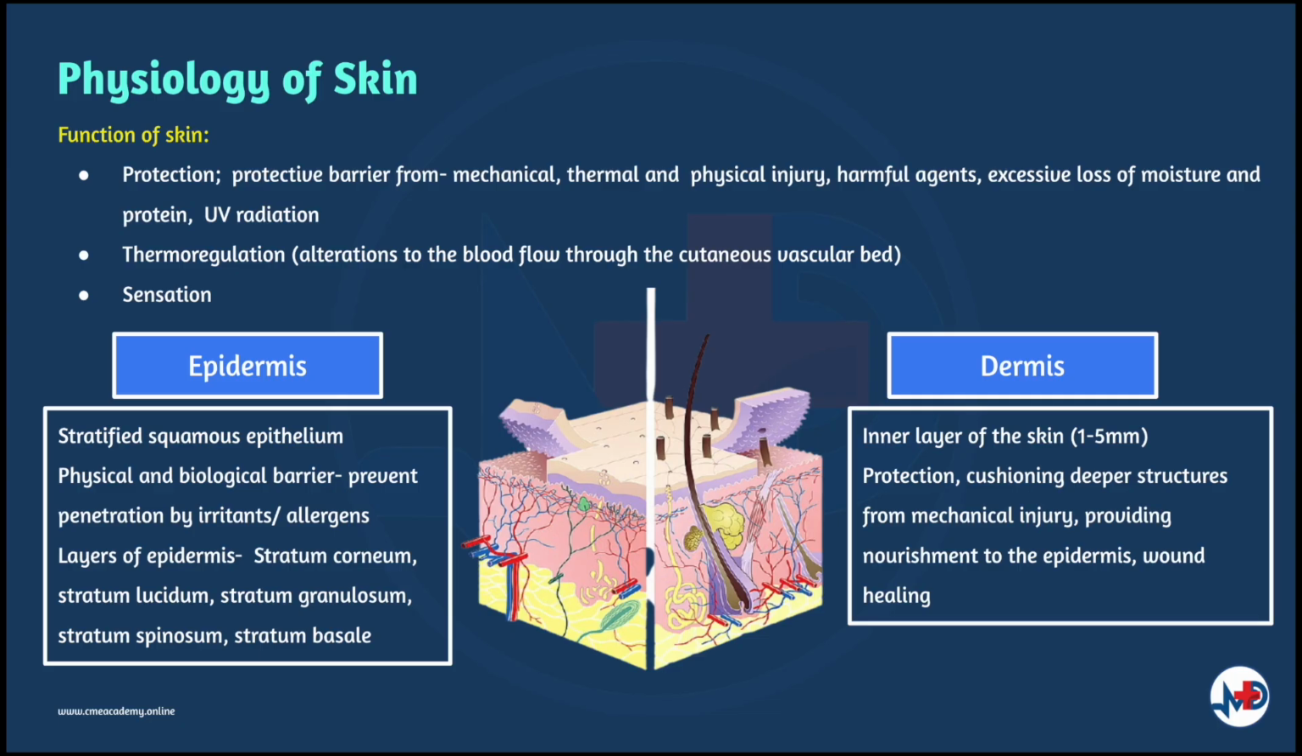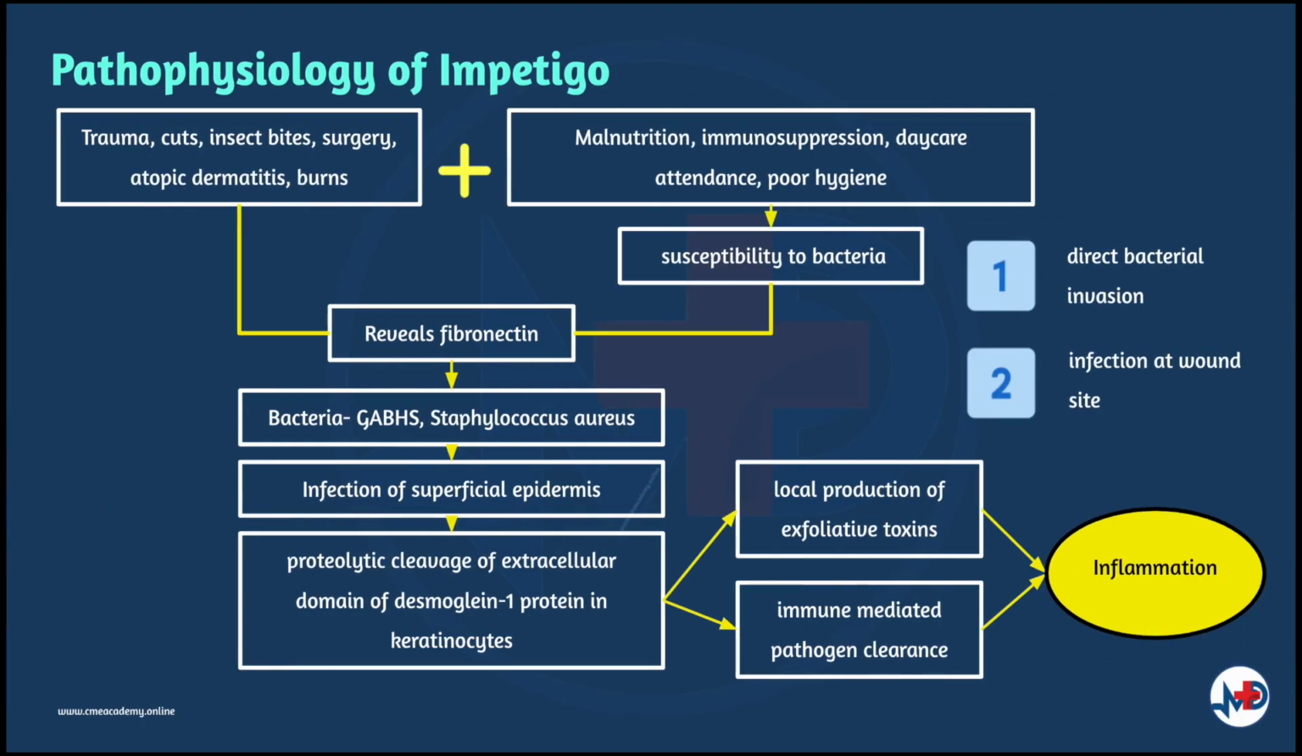Moving deeper, we have the dermis, the inner layer of the skin, which is much thicker than the epidermis, about 1 to 5 millimeters. The function of this layer is to serve as a protection, more like a cushioning to the deeper structures from mechanical injury, providing nourishment to the epidermis and promoting wound healing. Generally, the skin functions as a protective barrier from mechanical, thermal, and other physical injuries such as harmful agents, excessive loss of moisture and protein, as well as harmful effects of UV radiation. The skin also plays a role in thermoregulation by causing alterations to the blood flow via cutaneous vascular bed and helps with sensation.